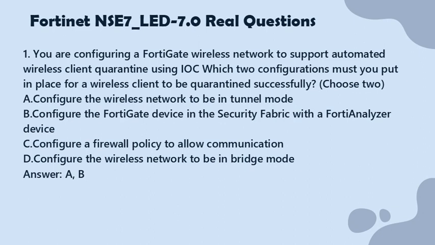1. You are configuring a FortiGate wireless network to support automated wireless client quarantine using IOC. Which two configurations must you put in place for a wireless client to be quarantined successfully? Choose 2. A. Configure the wireless network to be in tunnel mode. B. Configure the FortiGate device in the Security Fabric with a FortiAnalyzer device. C. Configure a firewall policy to allow communication. D. Configure the wireless network to be in bridge mode. Answer: A, B.